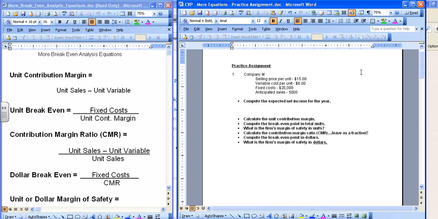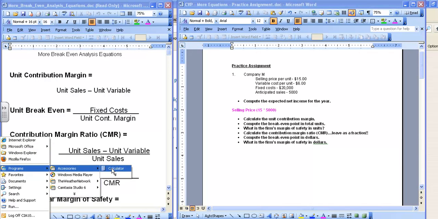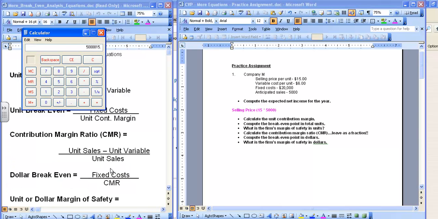So if we want to calculate the expected net income, we must take the selling price, which in this case is $15, and times it by the number of sales that we anticipate, which are going to be 5,000. 5,000 times 15. $75,000 is our selling price.